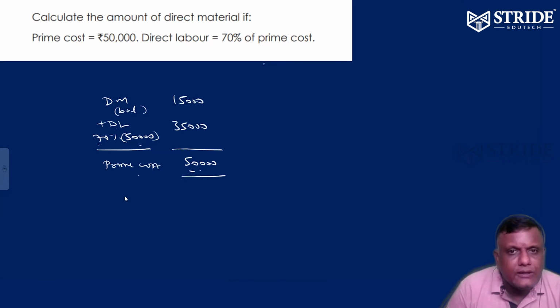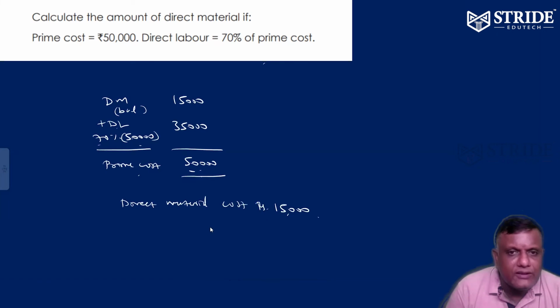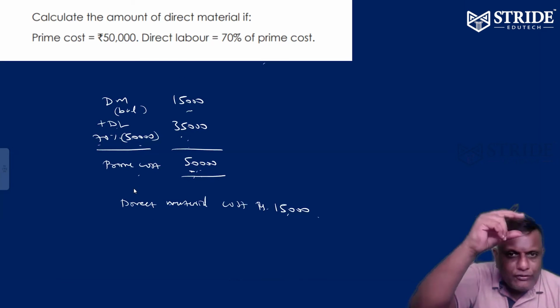That's it. Completed. Direct material cost is rupees 15,000. That's the answer. Balancing figure: 50 minus 35 is 15. Reverse working. Direct material cost is 15,000. That's it. You must know the format first well.